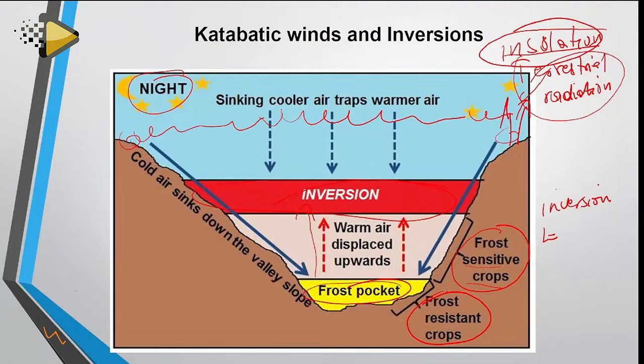During which season do katabatic winds form? Katabatic winds are clearly defined during cold, calm winter nights. So the night must be cold, the night must be calm, and it must be a winter night for it to be very clear.